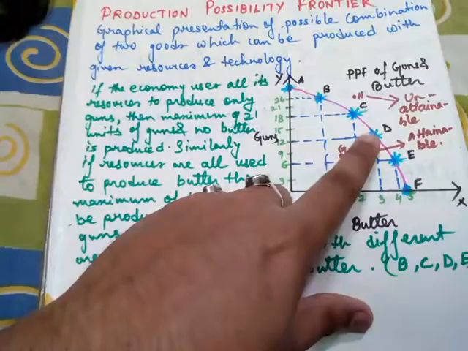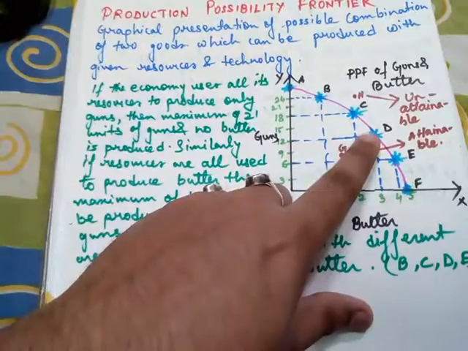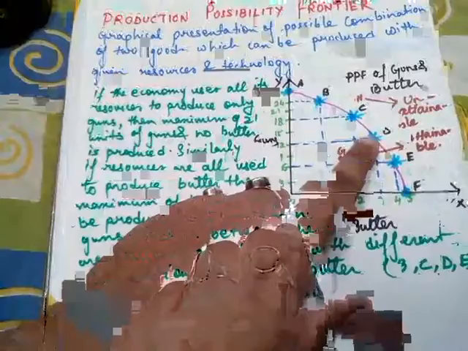Now in between A and F there are so many points: B, C, D, E. These are all possible combinations of butter and gun. B, C, D are possible combinations of gun and butter. Means I am taking one point. With the limited resources you are producing, see here, it is written 24 units of gun you are producing, and only 1 unit of butter.